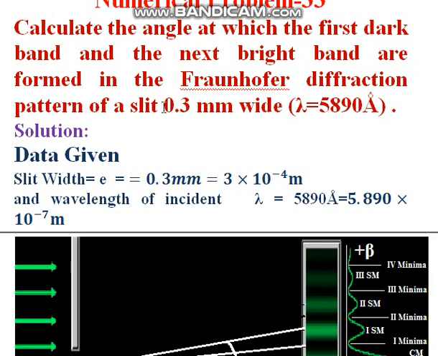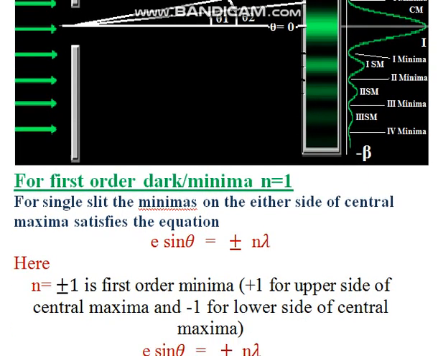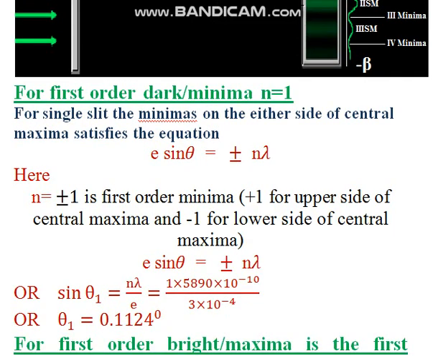So this is the question. The first dark and the next bright band are formed in the Fraunhofer diffraction pattern of a slit 0.3 millimeter wide, and the wavelength is given as 5890 angstrom. So let's correct the units. The millimeter is converted into meter, and the wavelength, which is given in angstrom, is converted into meter in the SI system.